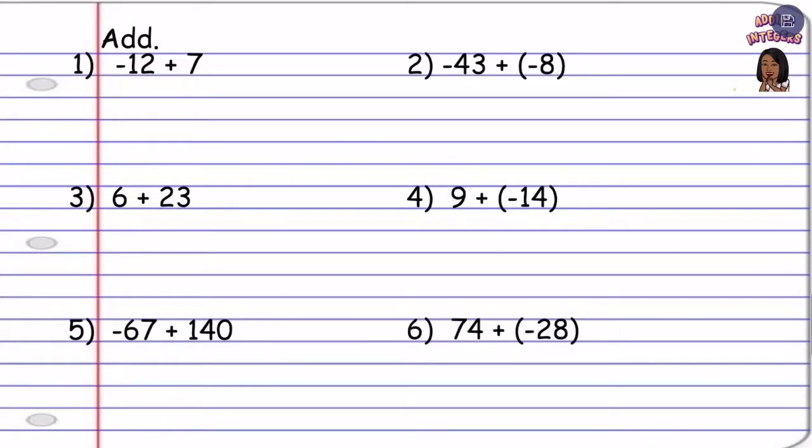Let's practice. Number 1, -12 plus 7. So these two numbers have different signs, so we need to subtract. 12 minus 7 is 5, but is the 5 going to be positive or negative? So because 12 has the highest absolute value between -12 and 7, our final answer is going to be -5.